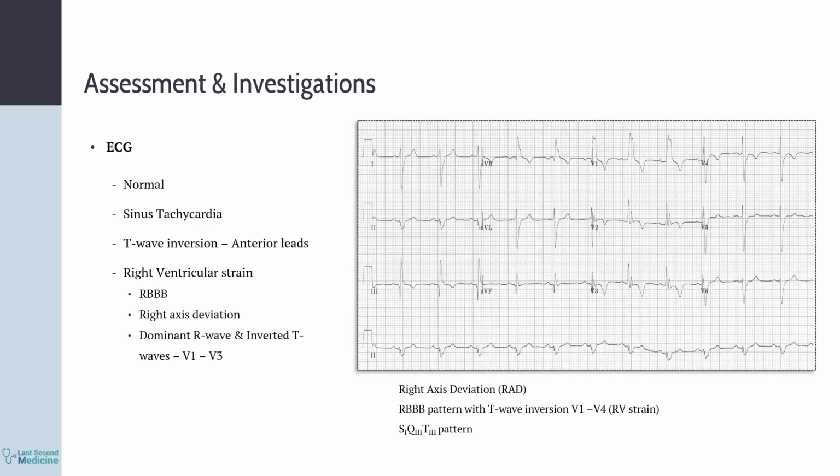Larger emboli can lead to right ventricular strain, evident by right bundle branch block, right axis deviation, dominant R wave, and inverted T waves in leads V1 to V3. The classical ECG pattern of PE, that is S1Q3T3, is rare. S1Q3T3 means deep S waves in lead 1, and Q waves along with inverted T waves in lead 3. Sometimes ECG may show atrial fibrillation as a consequence of PE.